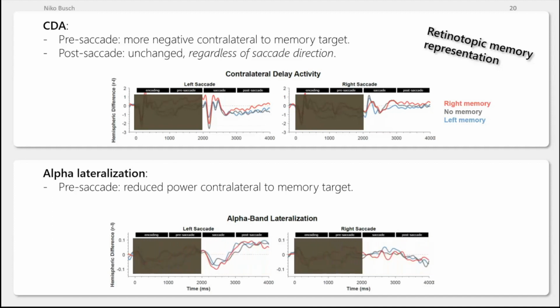And it turns out after the saccade, there's no difference between red and blue, both after left saccades and right saccades. In other words, the signal loses its memory specificity. It's no more specific to what is being memorized. Instead, you see that the direction of the signal is determined by the direction of the saccade.